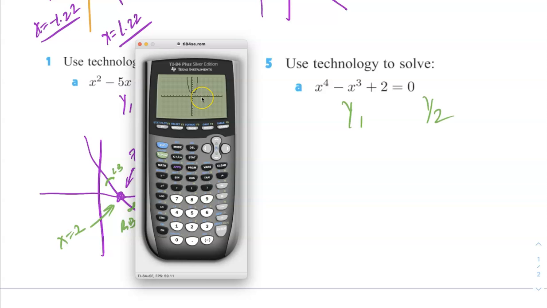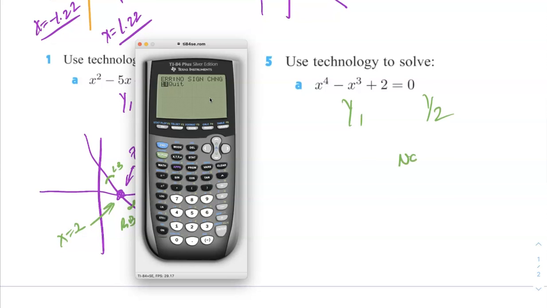Anyway, you would find the intersection. This actually doesn't have an intersection. As you can see here, it doesn't cross the x-axis anywhere. This is actually no real solution. That's what happens here. If you don't have any x-intercepts, you have no real solution. If I try to calculate intersect and press enter, they're not going to cross. It'll tell you eventually that there are no real solutions. See, no sign change? No real solutions.